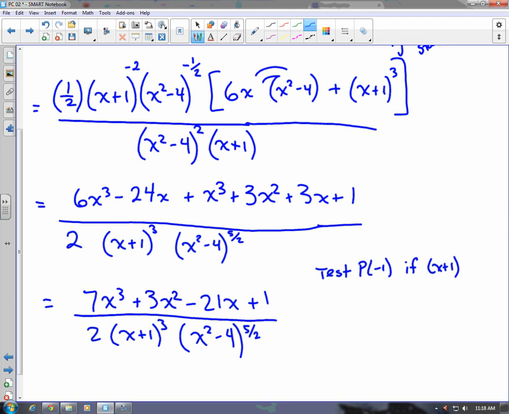Test p of negative 1. If x plus 1 is a factor, remember that p of negative 1 then should be 0. That's that remainder theorem, factor theorem. And so we can tell that it's not going to give us 0. So that means that x plus 1 is not going to be a factor on the top, so stop, basically. Just the z, right? That's the only thing we would consider. And so, apart from changing that rational one into a radical one, we're done.